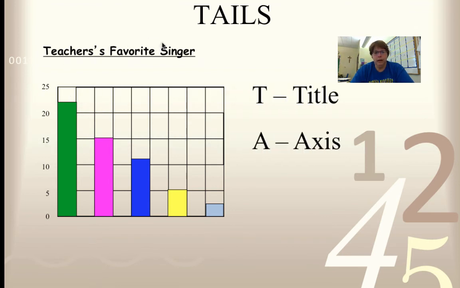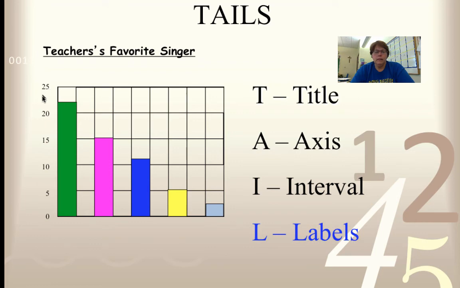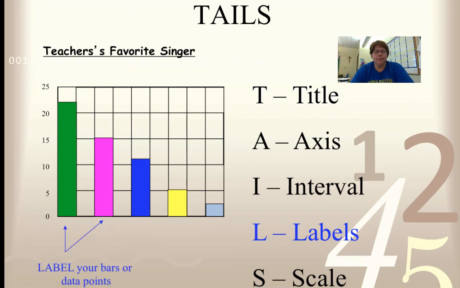So this is our title. These are our axes. This is the interval, the 5s. The next thing that we're going to talk about is labels. And we talked about scale. Scale was the distance between the smallest number on our data table and the largest number on our data table. Okay, so next is labels.